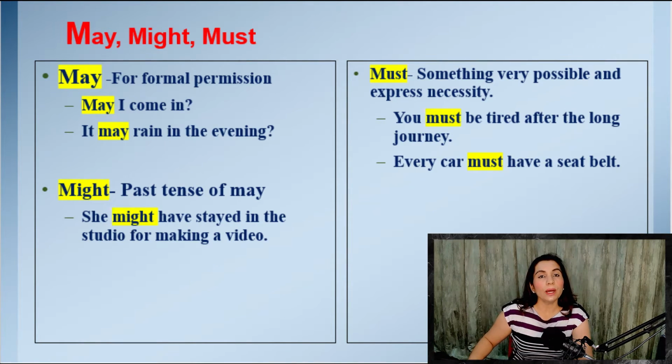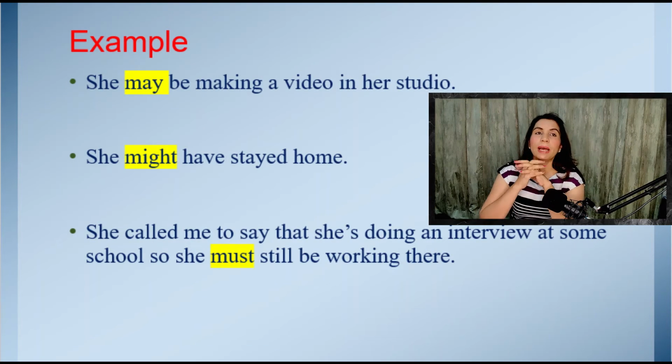Now I'll give you one example which will make all these three modal verbs clear. Let's imagine a situation where I'm in a meeting and one of my employees, maybe Sarah, is not present, and I ask, where is Sarah? Then I get three different answers from my employees. The first one says she may be making a video in her studio. So this is a possibility that the first person is suggesting.